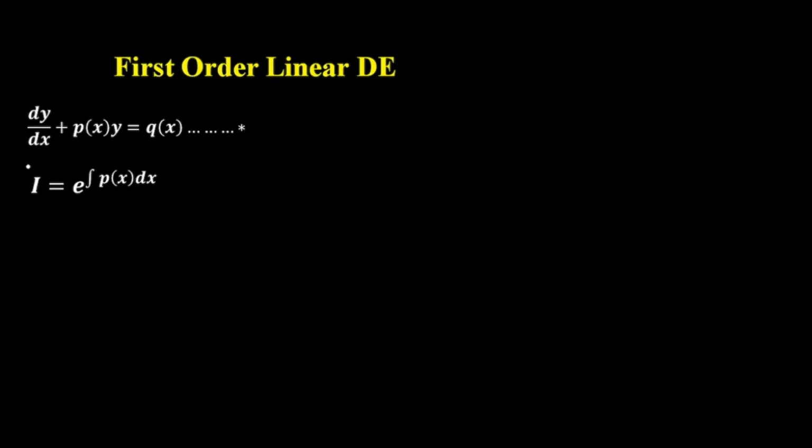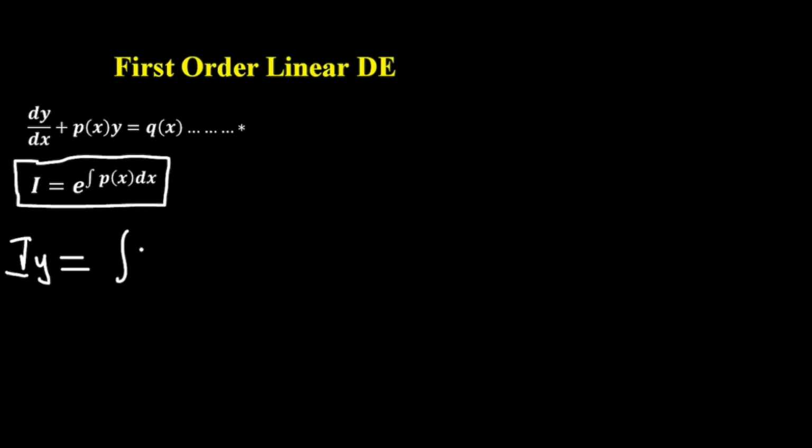Now, here we have to look for what we call the integrating factor, and after getting our integrating factor, to get our solution of the differential equation, we simply multiply our integrating factor by y equal to the integral of I q of x dx. So basically our q of x is the same as the one that was here.